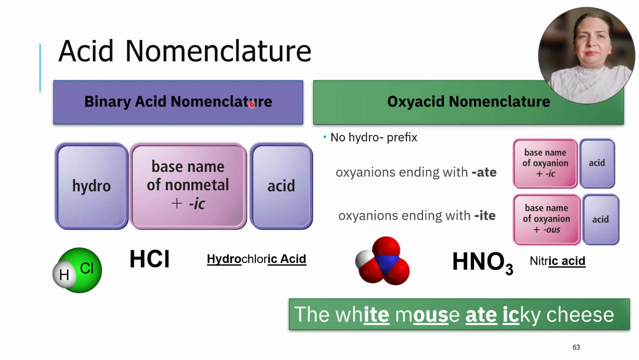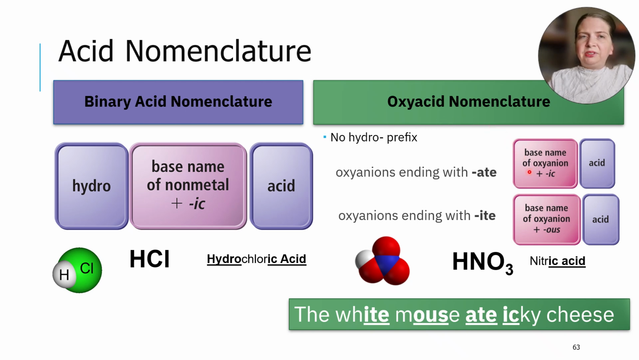Binary acids begin with the prefix hydro, followed by the root name of the anion with the suffix "ic" and the word acid. For example, HCl is a binary acid because it does not contain oxygen. Its name is hydrochloric acid. Oxyacids do not begin with the prefix hydro.